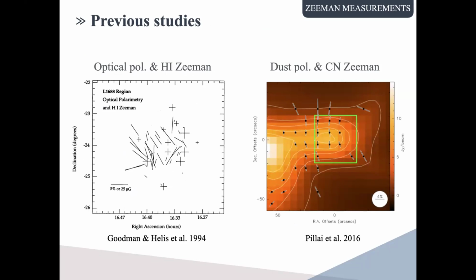A long time ago, optical polarization and HI Zeeman measurements were used to estimate 3D magnetic field orientation and strength. But the problem is that HI traces diffuse regions, not star-forming regions. So in these regions, we can use CN Zeeman measurements, which trace 10^5 number density. So by using polarization and CN Zeeman measurements, we can estimate the 3D magnetic field strength in high-mass star-forming regions.